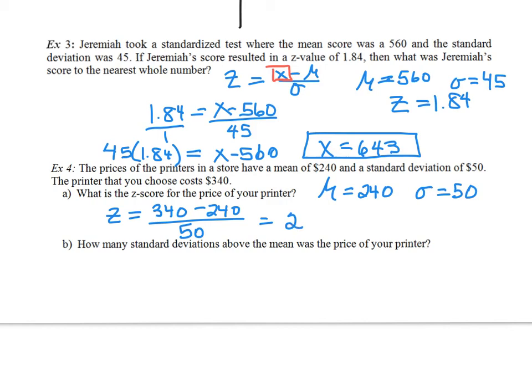Now to interpret that answer, let's go to part B. How many standard deviations above the mean was the price of your printer? So we are paying 2 standard deviations above the mean. So we're paying quite a bit more for our printer compared with the average printer.